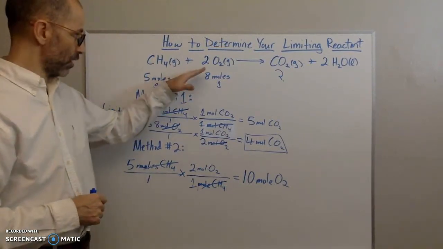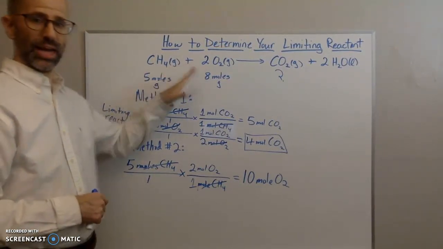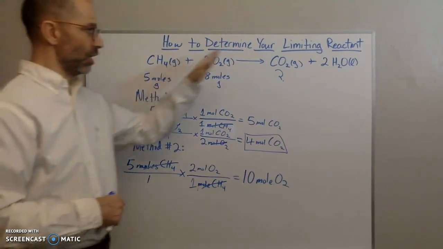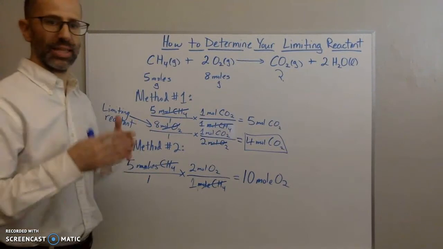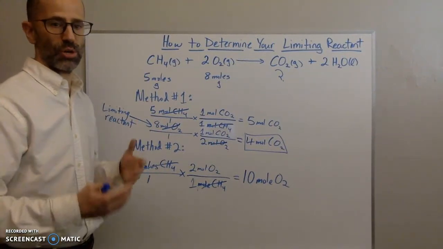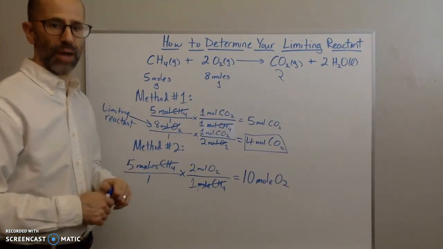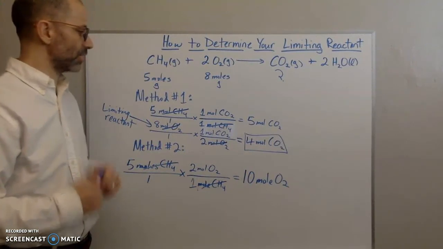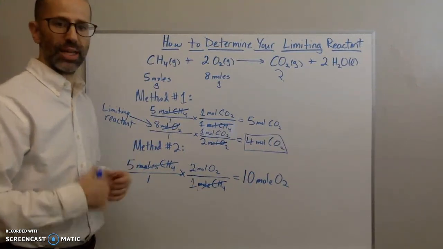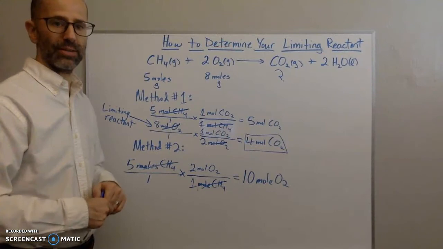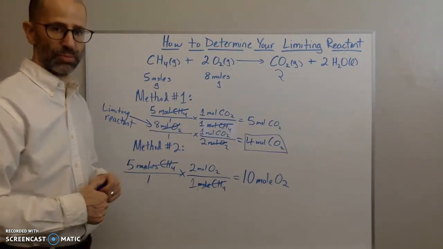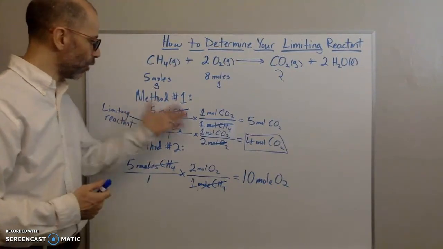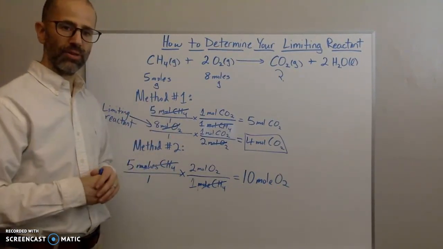And then once I figure out which one is the limiting reagent, I can use that one and convert it to the amount of product I would get, because the limiting reagent is what's going to determine the amount of product possible. And that's going to give you the theoretical yield. Again, the theoretical yield is going to be based upon what the limiting reagent can give you. I hope that this is helpful. So those are 2 methods.